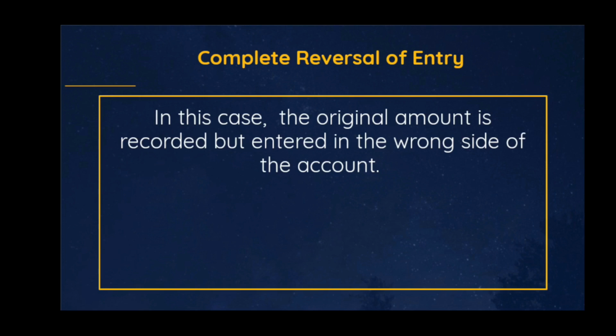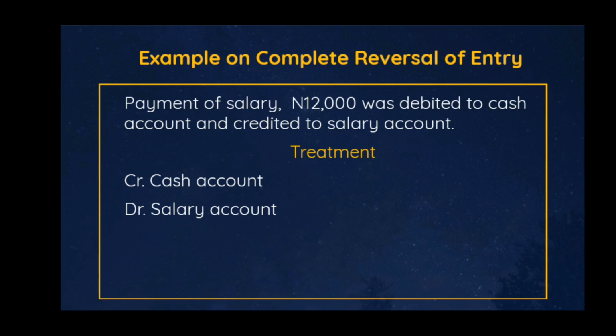So that error is called error of complete reversal of entry, because to treat that, we are going to reverse it entirely. Let's take an example under that. Payment of salary 12,000 was debited to cash account and credited to salary account. So pay attention to this one. Payment of salary is an expense, which means salary account is supposed to be debited, but it was credited.